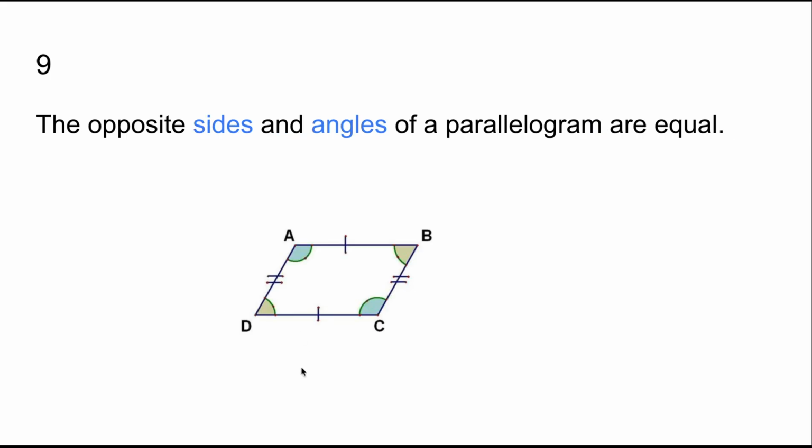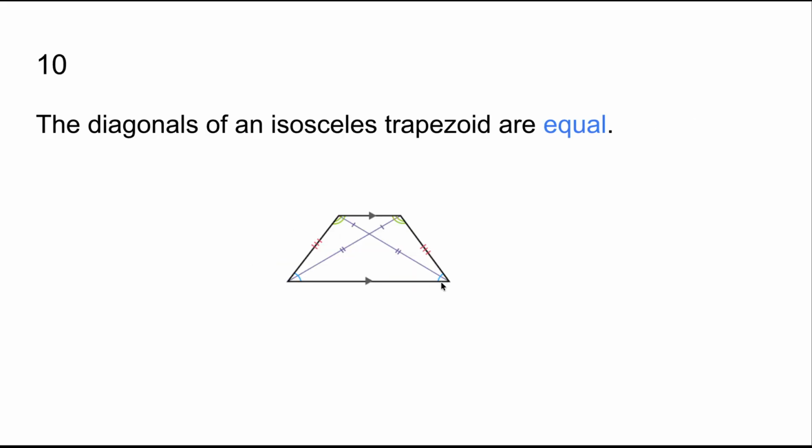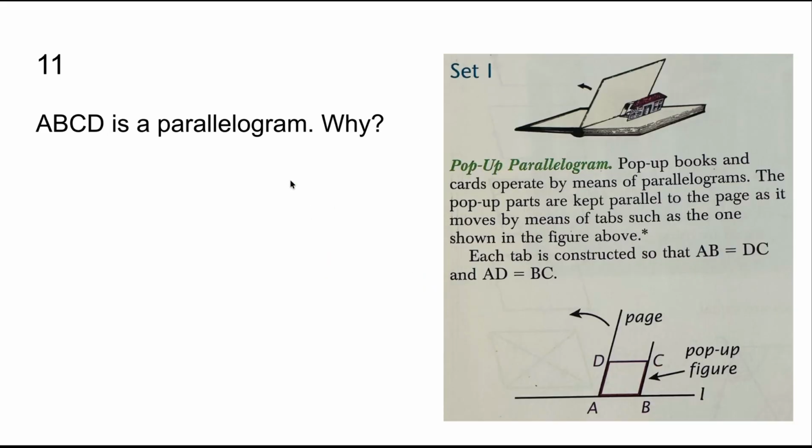The opposite sides and opposite angles of a parallelogram are equal, just like we talked about earlier. Opposite angles equal, opposite sides are equal. The diagonals of an isosceles trapezoid are equal. So isosceles trapezoids are special because they have 2 equal legs, and if they have 2 equal legs, therefore their diagonals are equal, and their base angles are equal, and their top angles are equal.